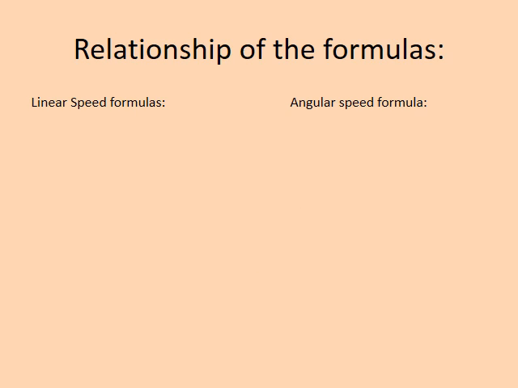So linear speed can be given by a multitude of formulas. We know that linear speed is your arc length divided by your time. Well, we also know that arc length is the radius times the angle measured in radians. So we can replace that s with r theta. So another formula for linear speed is the radius times theta, which is the angle in radians, divided by time.